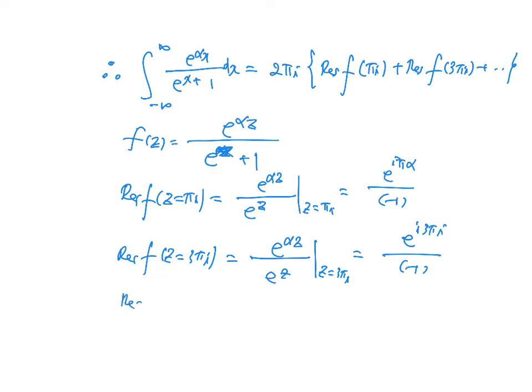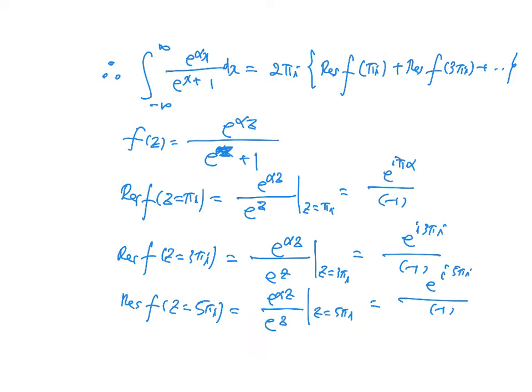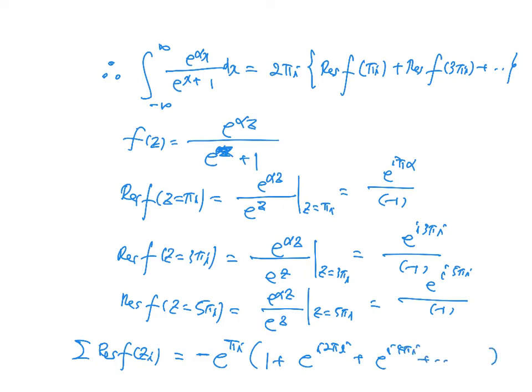And f(z) at z equal to 5πi is the same: e^(αz) over e^z at z equal to 5πi is minus 1 times e^(α·5πi). So if you add them together, the sum of the residues is simply minus e^(πiα) times (1 plus e^(2πiα) plus e^(4πiα) and so on), an infinite summation.